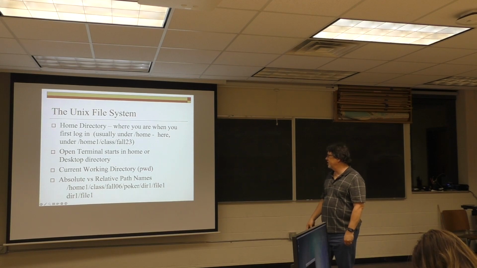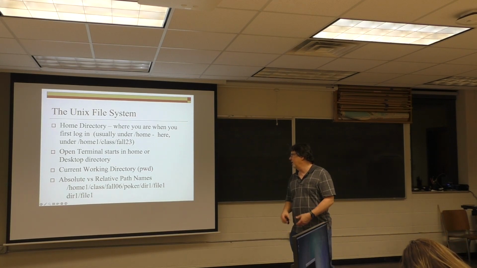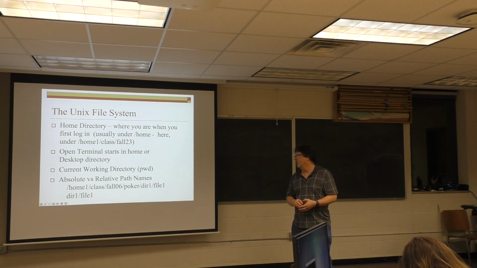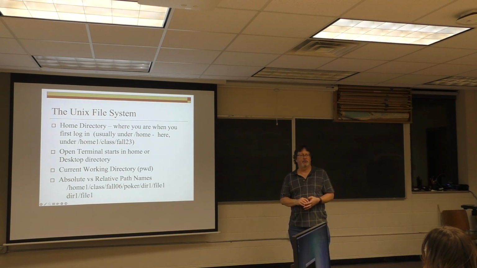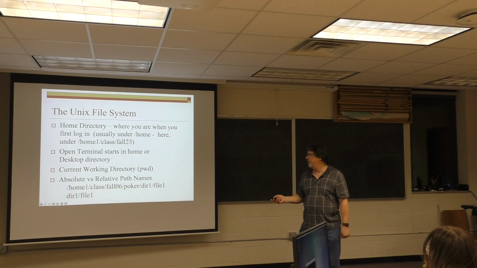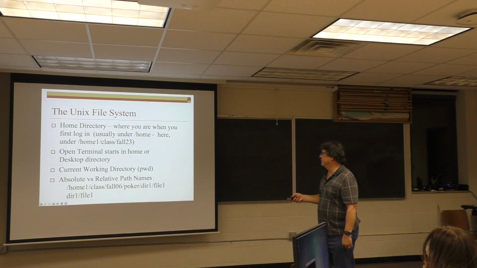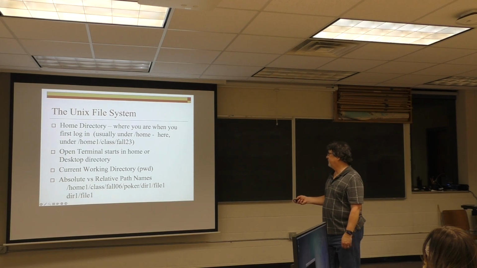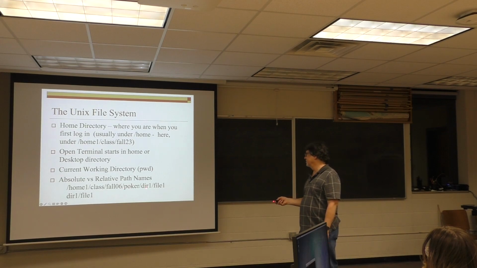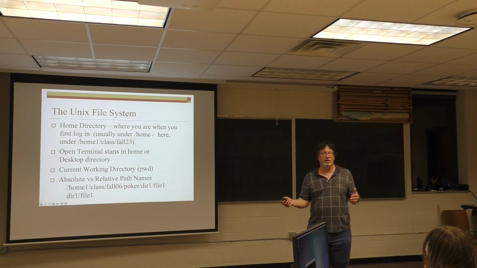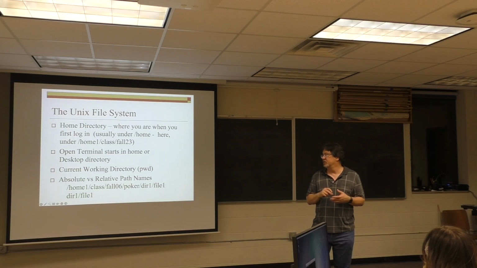So it starts in your home directory. pwd will tell you what directory you're in, and then I want to talk a little bit about absolute versus relative path names. So an absolute path name to a file or a directory in Linux is the full list of directories all the way out, starting with that leading slash. So from my home directory, if I've got a directory in there called dir1 and a file in that dir1 called file1, the absolute path that points to that starts with the leading slash: /home1/class/follow6/poker/dir1/file1. That is an absolute path name because it starts with that leading slash.